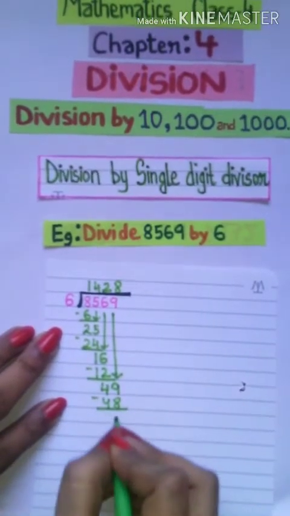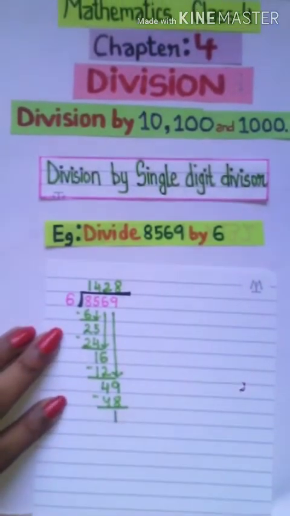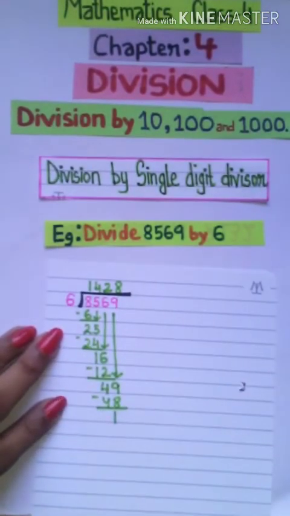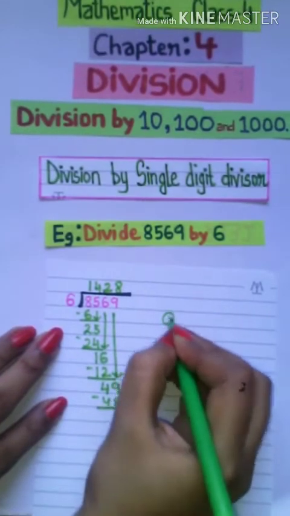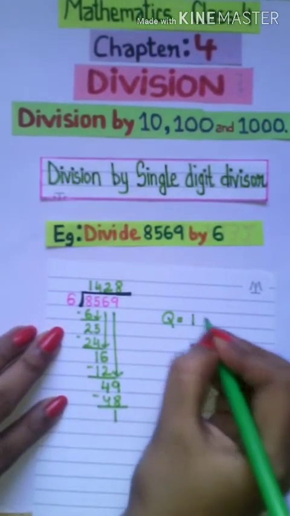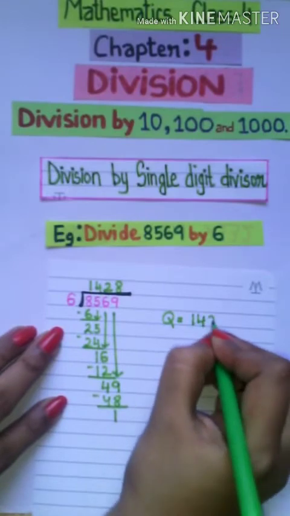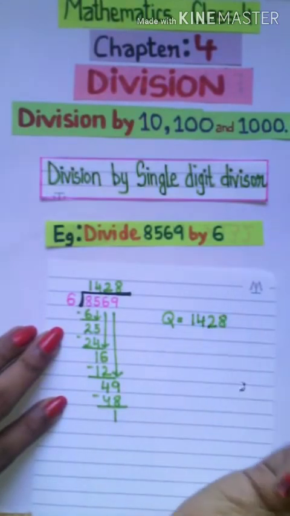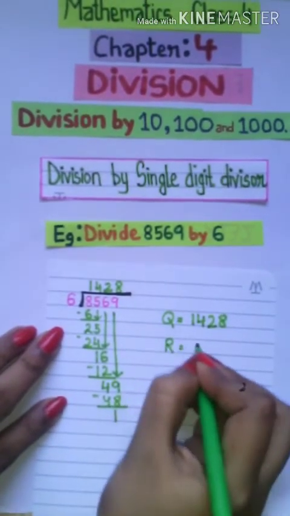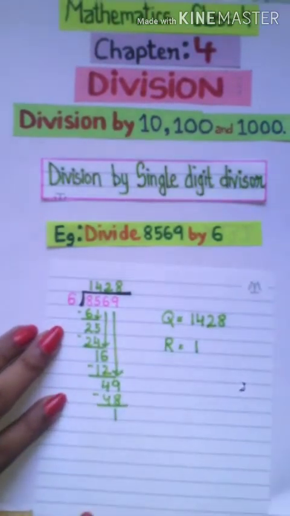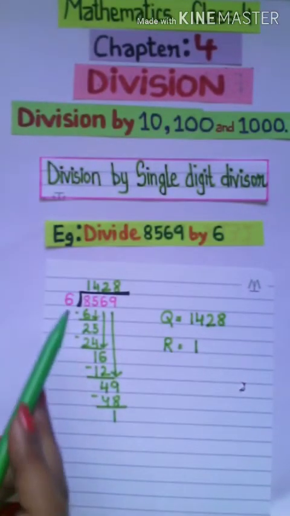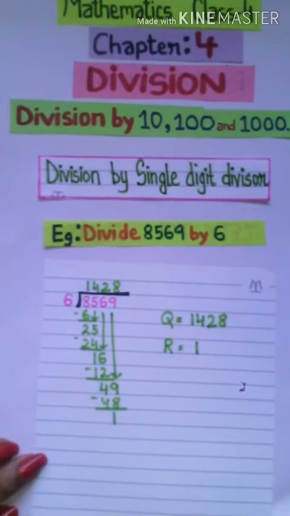49 minus 48, 1. Therefore, we can see that our quotient is 1428, and our remainder is 1. So this was an example of division by a single digit divisor.